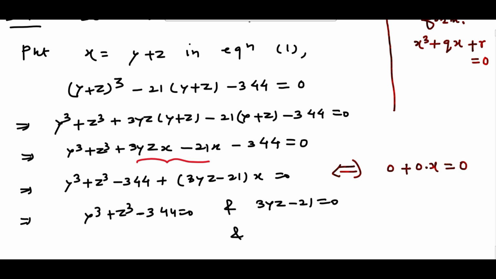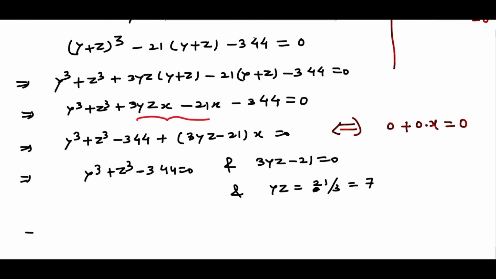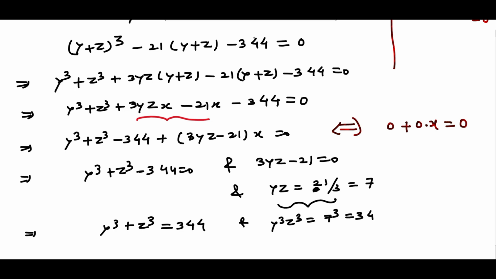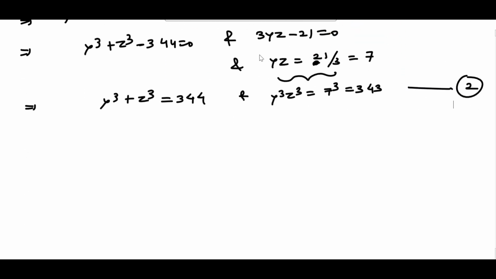So from here we can write yz is equal to 21 over 3, that is 7. So now further we can write y cube plus z cube is equal to 344. Take the cube on both sides of yz equals 7. We can write y cube z cube is equal to 7 to the power 3, that is 343. So let us suppose this is equation 2. So now we can construct the quadratic equation having roots y cube and z cube.